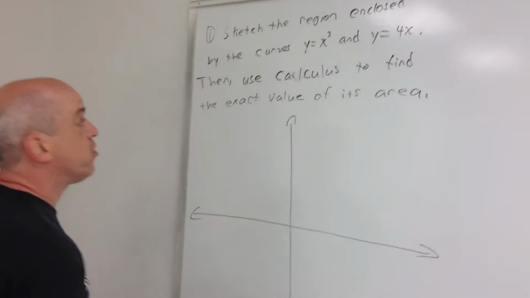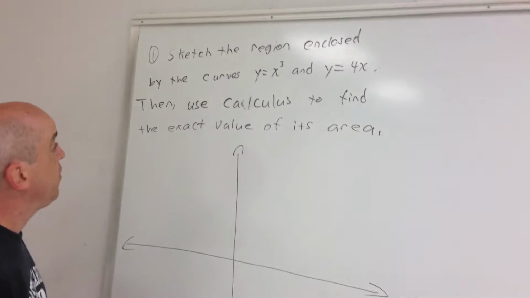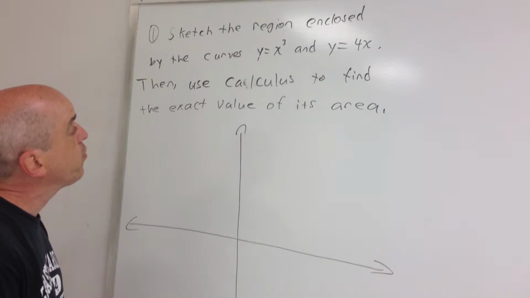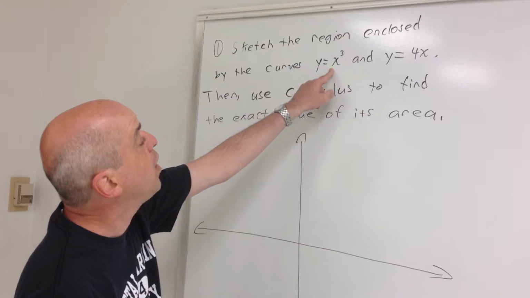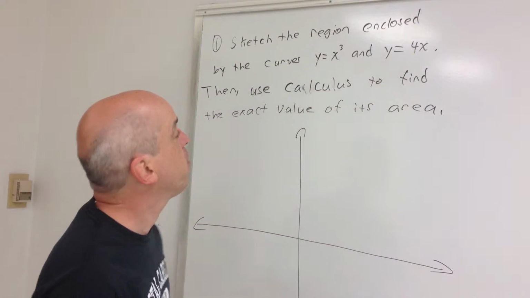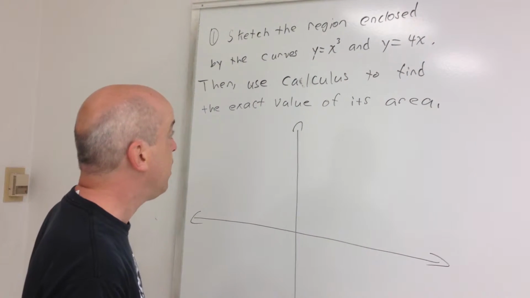Okay, so today I'm going to show you how to find the area of a region bounded by two curves. The two curves that we're given in this problem are the graphs of the equations y equals x cubed and y equals 4x. So we're going to start by sketching those graphs.